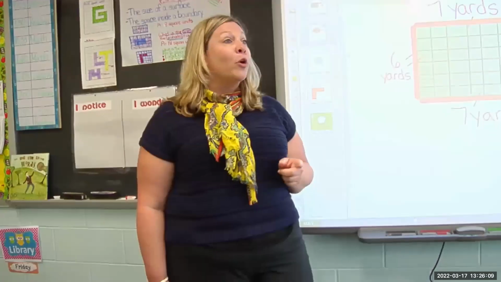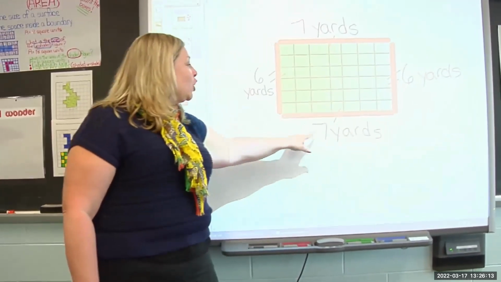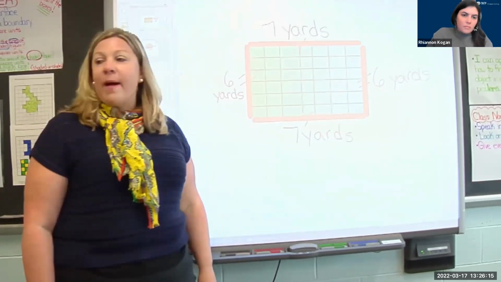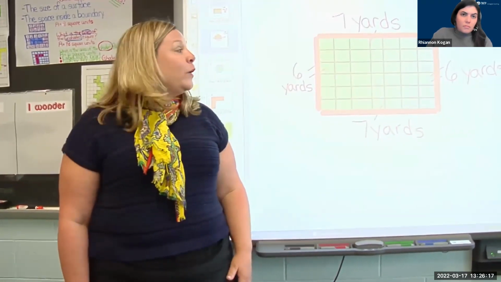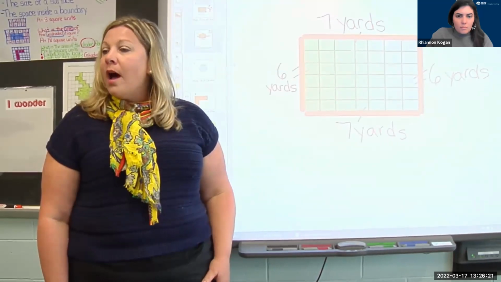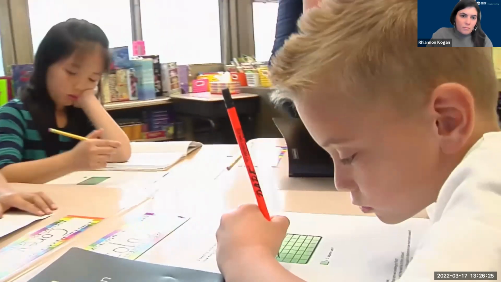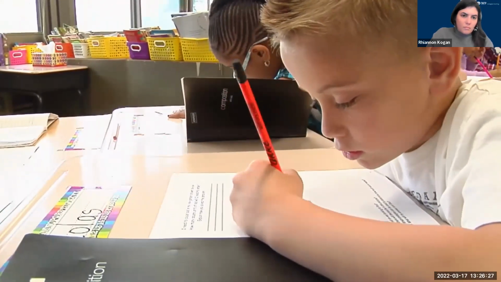In order to figure out the perimeter, we figure out the distance around the entire outside of my figure. And that's what we call perimeter. And we find that by adding up all of our sides. Can you help me do some adding now?